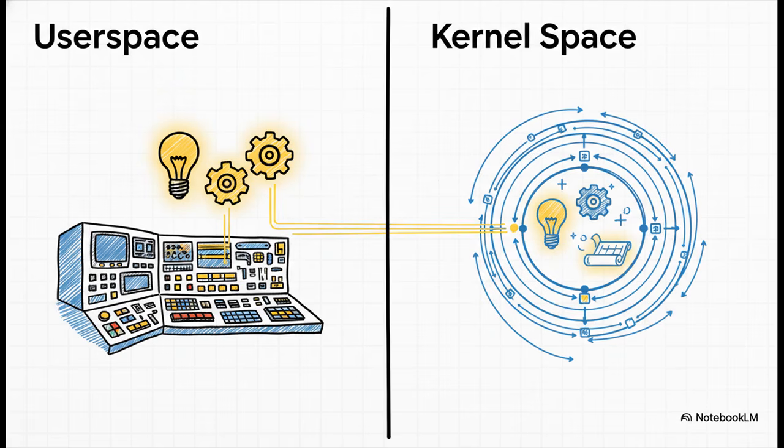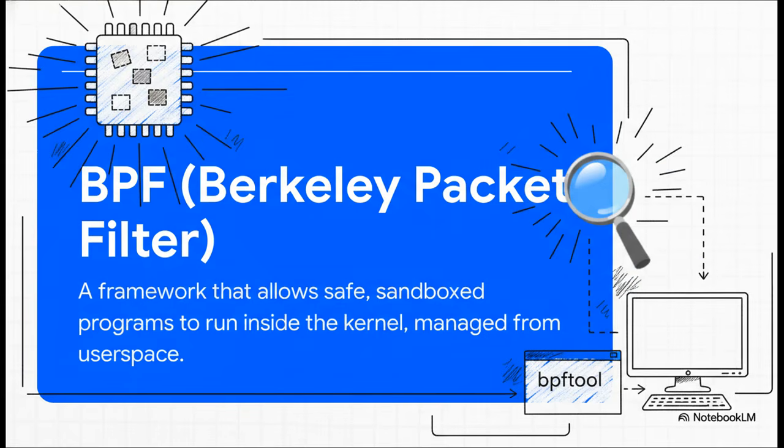This architecture allows for incredible new features to be added directly to the kernel, but in a way where they are completely managed and controlled from the safety of Userspace. And there is no better example of this than BPF. Seriously, this technology is a total game changer. It lets you run these tiny, safe, sandbox programs inside the kernel itself to do all sorts of amazing things. So, how do you load them, inspect them, and manage them? With a Userspace tool, of course. A tool called BPF tool acts as the command center for this whole powerful system.